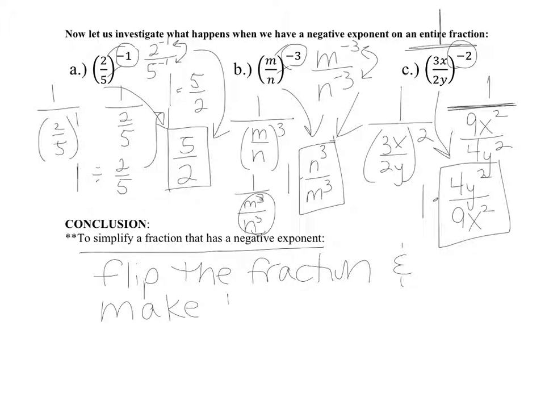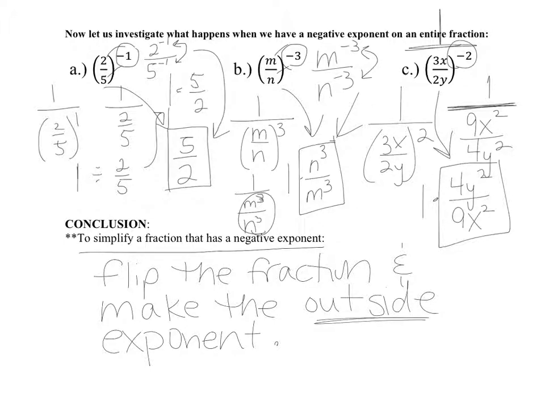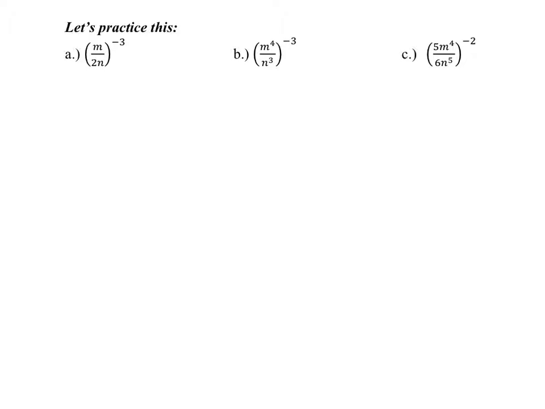Now this only will make the outside exponent positive. If you have any negative exponents on the inside, you have to deal with those separately. Okay, so it only makes the outside exponent positive. So let's go ahead and practice this.